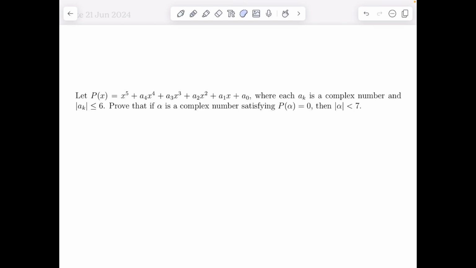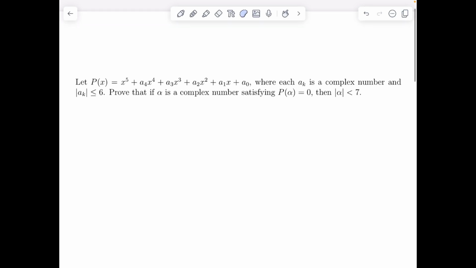And let's see some problems today. So here we go with the first problem. Let p of x be x^5 plus a4 x^4 plus a3 x^3 plus a2 x^2 plus a1 x plus a0, where each a_k is a complex number and the mod of a_k is less than or equal to 6.